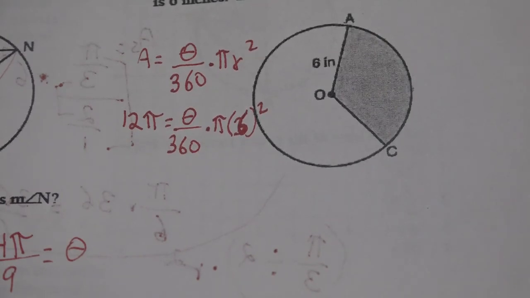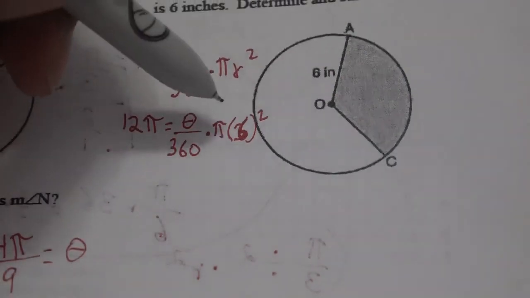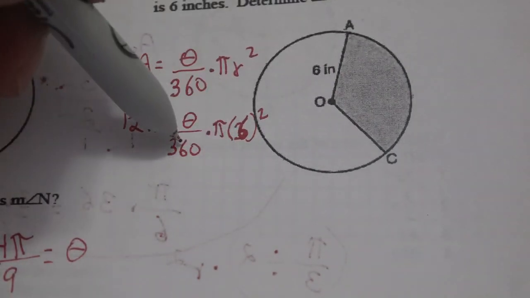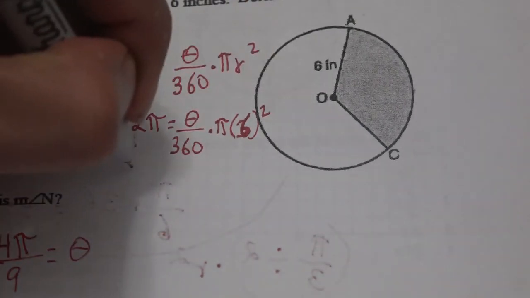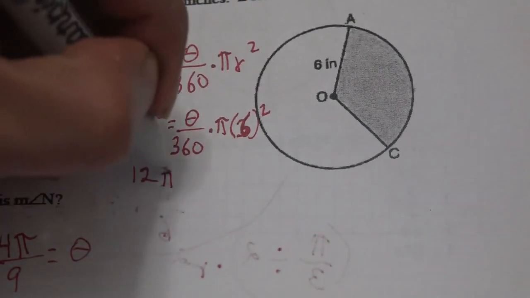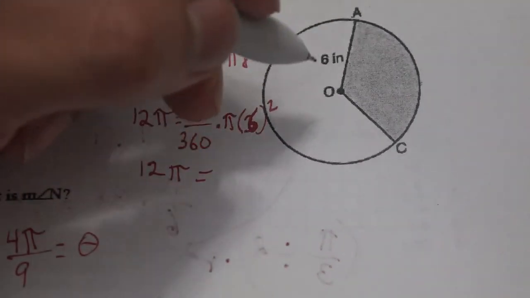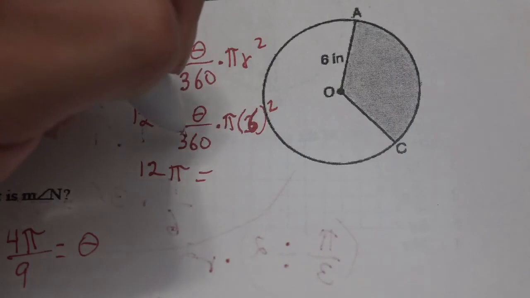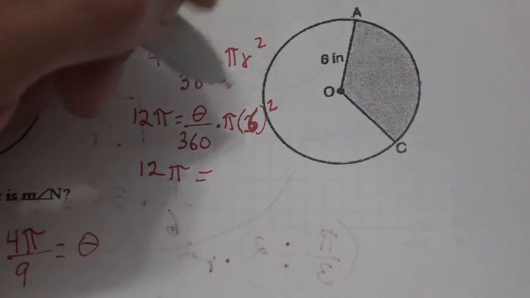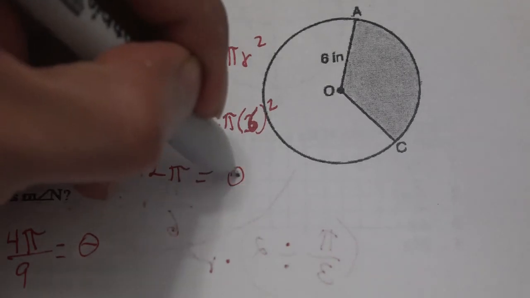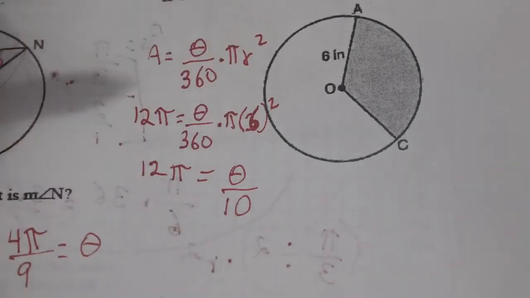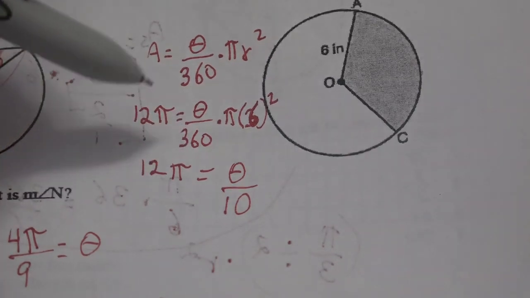So now I am going to do the following. I am going to simplify this right here. So let's see, 6 squared is 36. 36 over 360. Okay? So you're going to have 12 pi equaling, okay? 36 over 360 is 1 over 10. 1 times theta, so this is 1 over 10. When you simplify this over this. Now I need to figure out the angle.